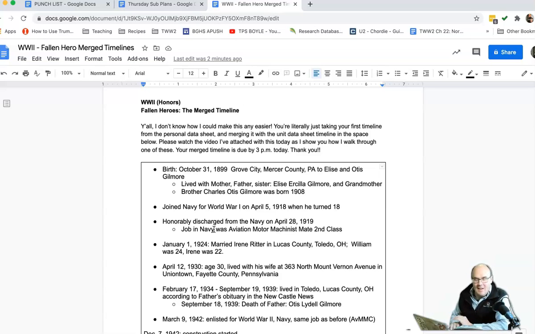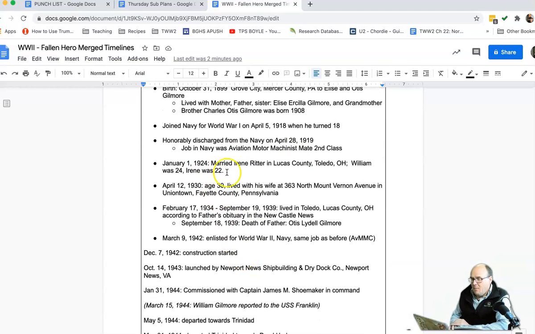At that point, it seemed like William Gilmore's service career was over. He came back to the United States and on January 1st of 1924, married Irene Ritter in Lucas County, Toledo, Ohio. William was 24 and Irene was 22. They moved back to Pennsylvania, and the family lived at 366 North Mount Vernon Avenue in Uniontown, and then moved back to Toledo in 1934.